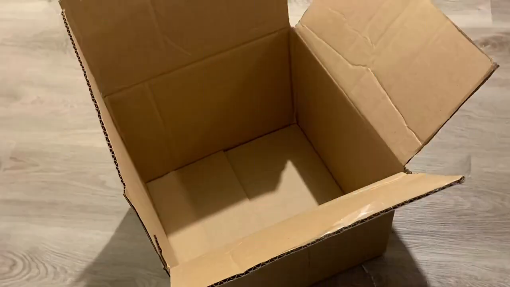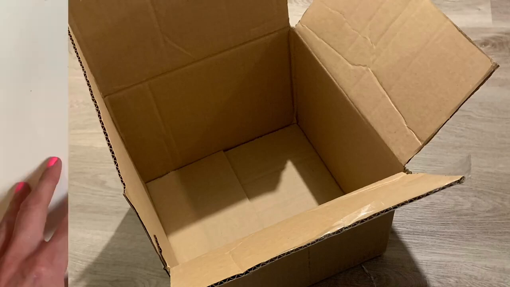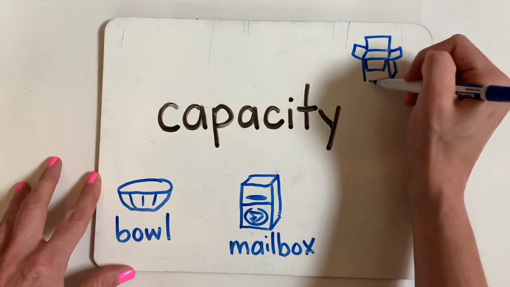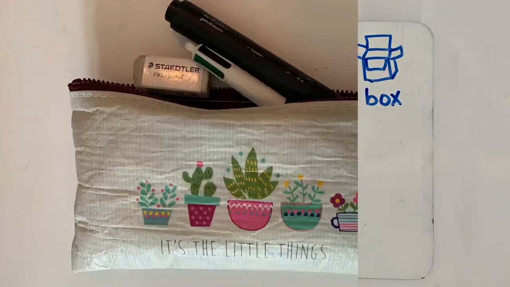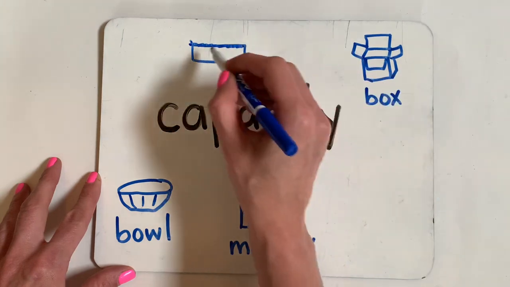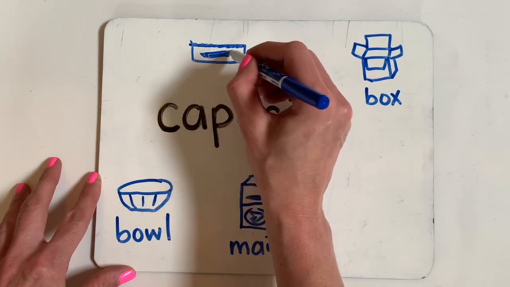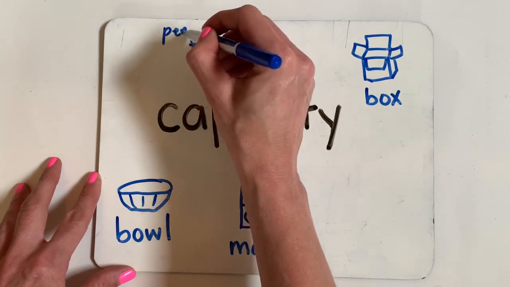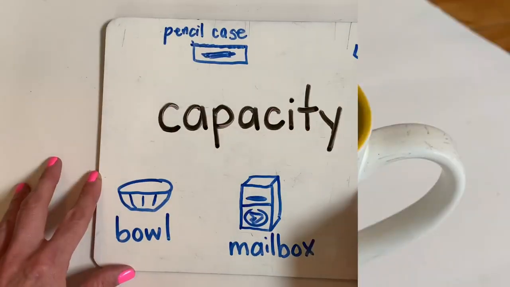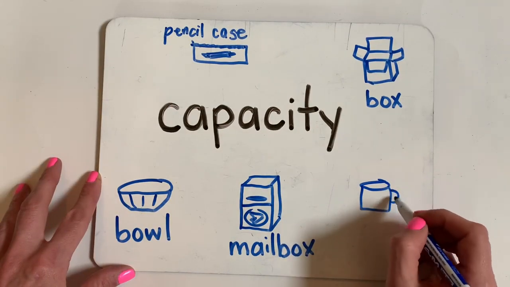Then I found an empty box and you can put things in an empty box. So that has a capacity. So I went back and I drew an empty box on my paper also. The next thing I found was my pencil case and you can put things inside of that for sure. So then I went and added my pencil case also to my paper that has the word capacity where I'm drawing everything. Then I thought of my mug. So I went back and I added my mug to the paper as well.